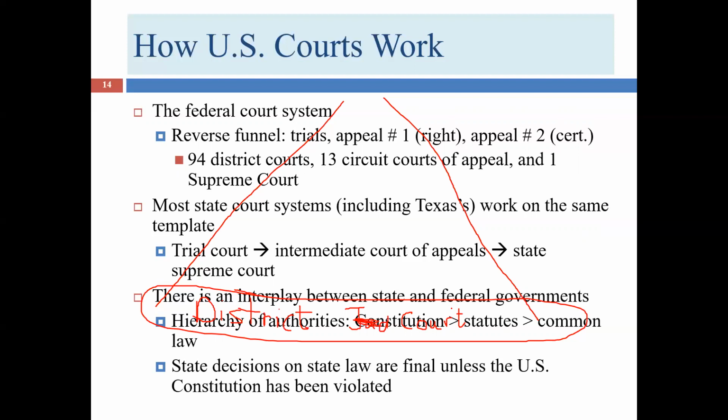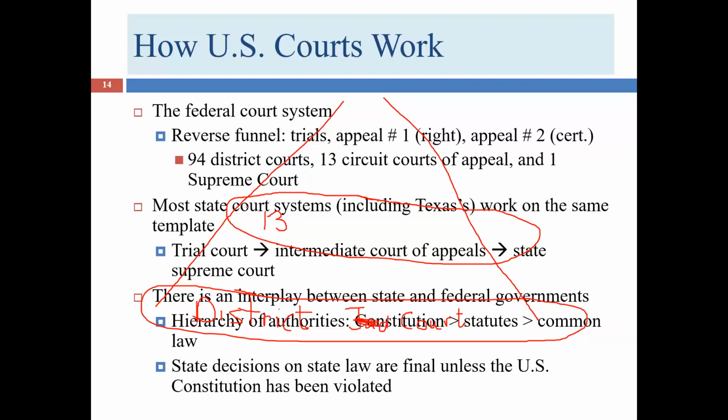For the most part, sometimes bench trials, sometimes judge-only trials, but for the most part, jury trials. And so the district court is the first place you go when you're the plaintiff. If you're not happy with what happened in the district court, then you go to the appellate court. And we happen to have 13 courts in this system.